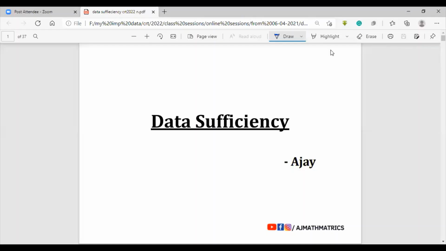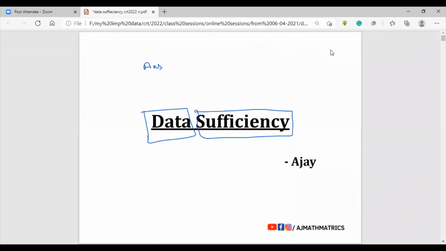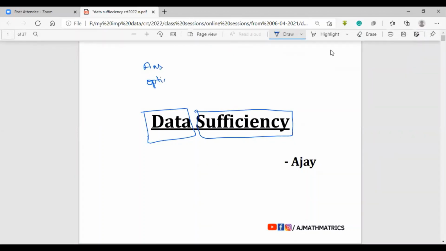Okay, so whenever you see the term data sufficiency, it means whether the given data is sufficient or not. In this concept, we are going to find out whether the given data is sufficient or not. We are not going to find the answers for the question. And be clear here, two things are the most important: one is the answer for the question, and the other is the option for the question.